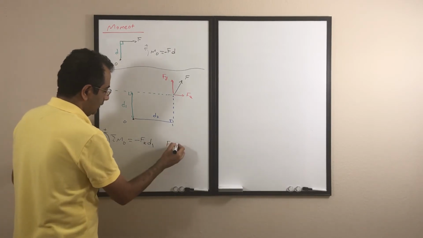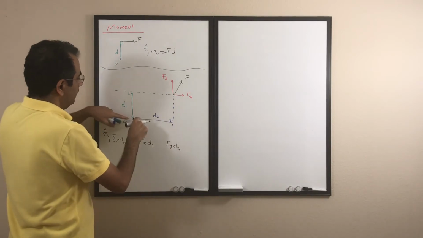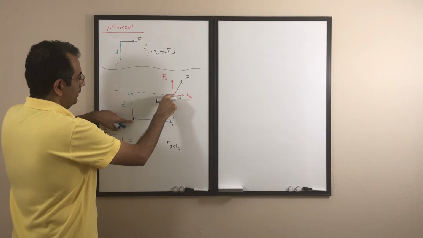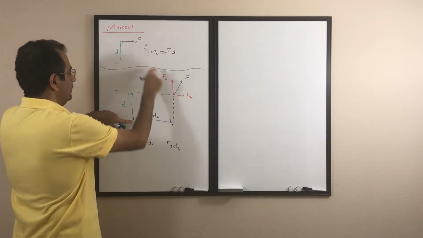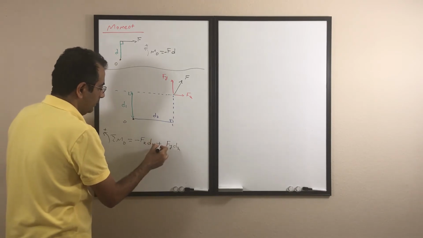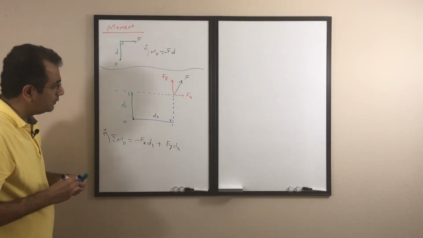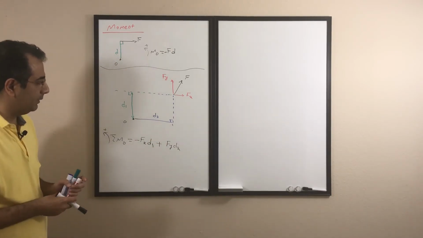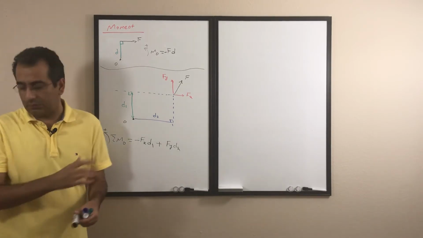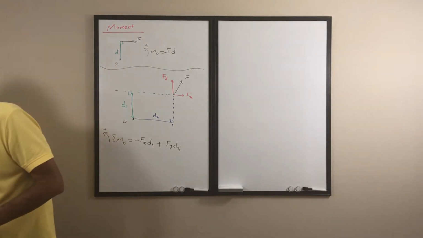So it's Fy times D2. And this time, if I consider a rope connected from O to Fy, the Fy is going to bring the rope this way, so it's going to rotate it counterclockwise, so it's going to be positive. So this is how we deal with the moment in 2D.